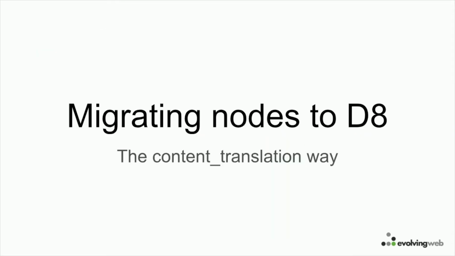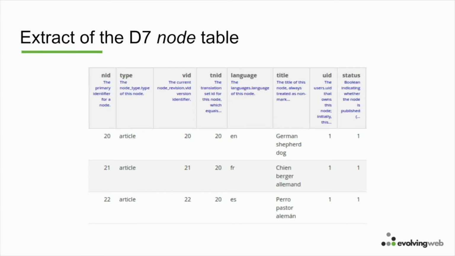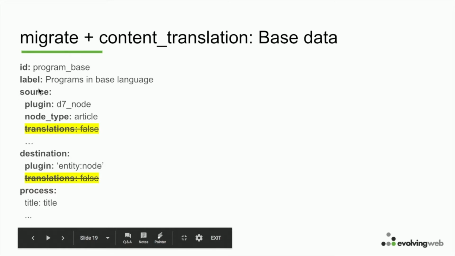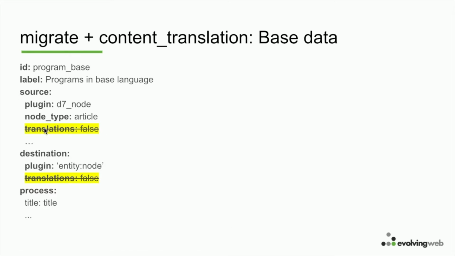So since Drupal 8.3, the Drupal core has support for this content translation to be migrated into Drupal 8. So all you have to do is write 2 migrations. The first thing is migrating the base data, like I mentioned a while before. Everything is normal, except in the source plugin, you do not mention translations, or if you want to mention it, just mention it as translations false. This will tell Drupal that we are importing base data, base language data, and not translations. So it will only pull the data which came first.